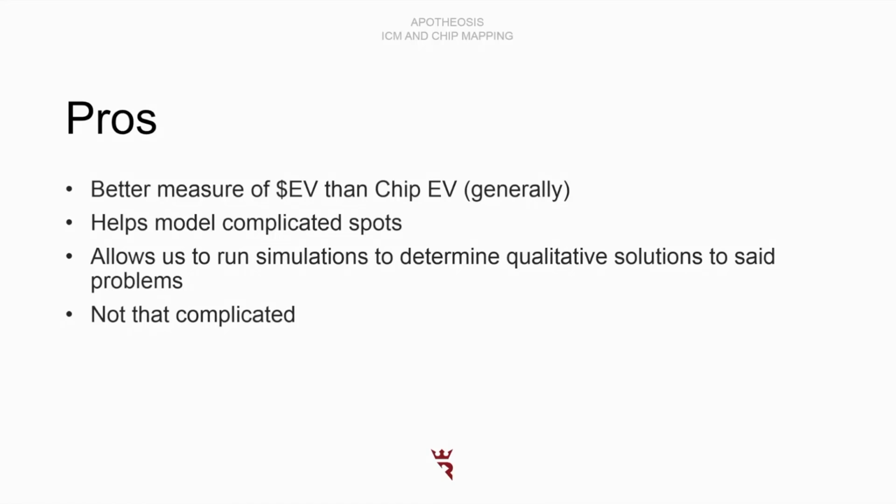For example, if somebody's about to bust in a tournament, intuitively you can say, oh, well, I should be tighter here because player number 4 is going to bust soon, and I'm going to get to ladder up. But how often is he going to bust? How much tighter should I be?